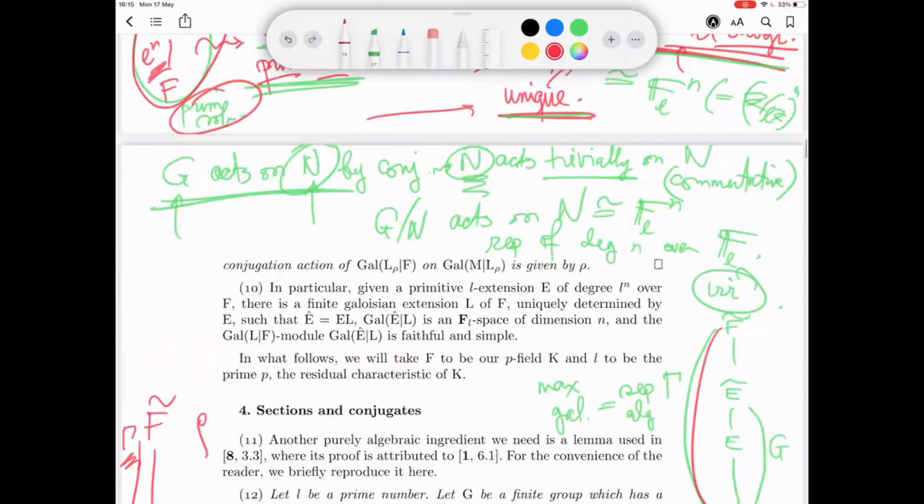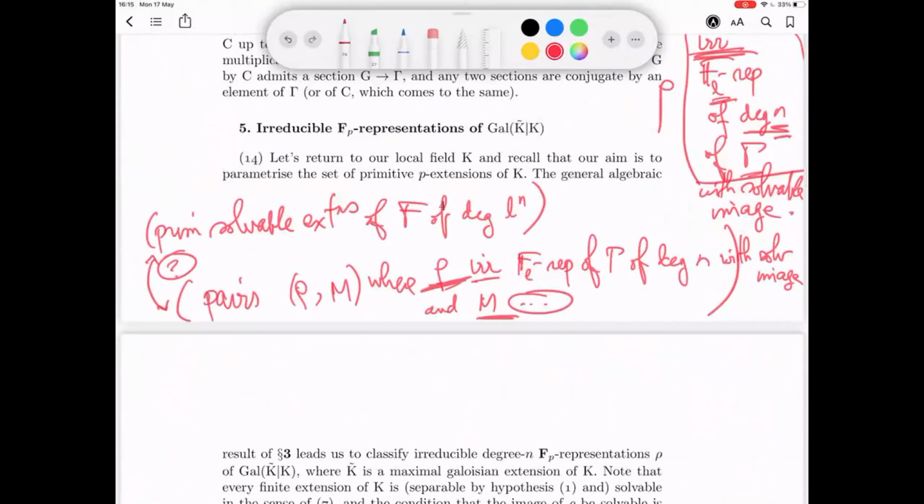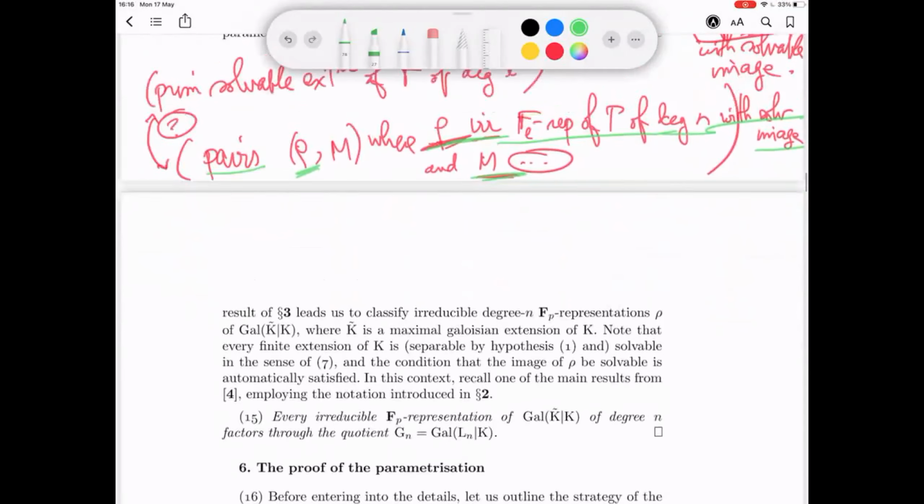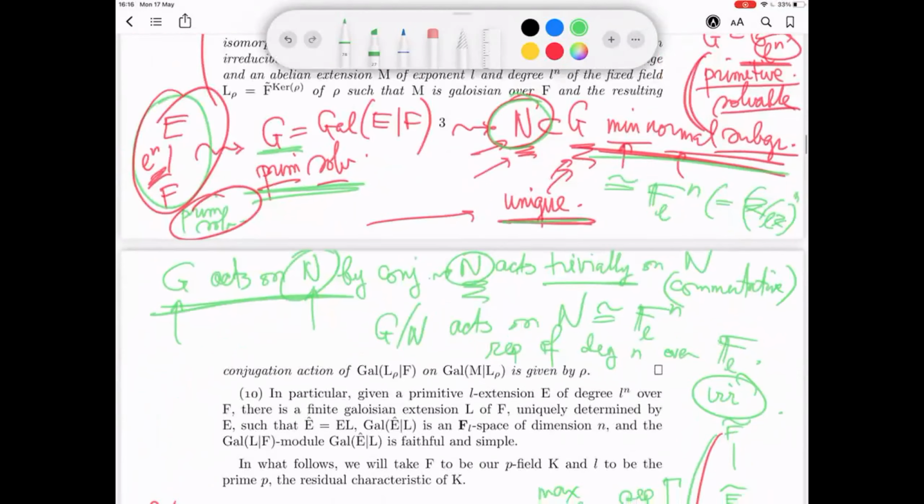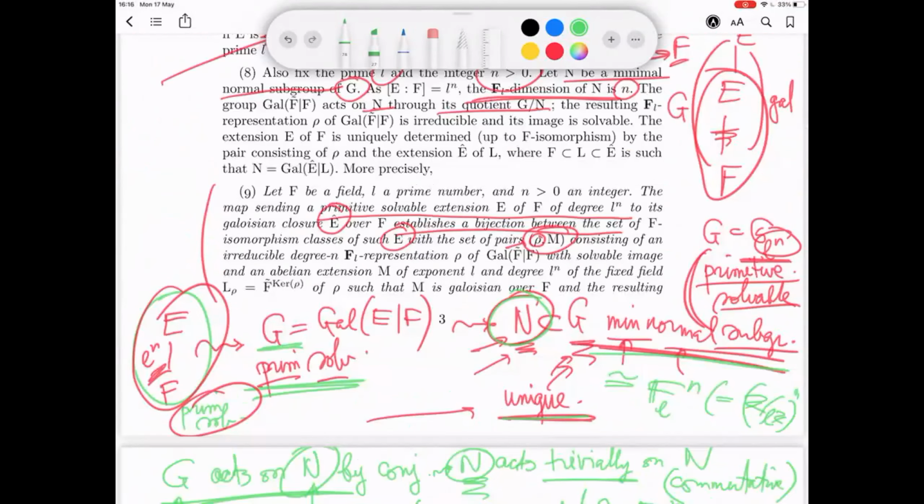So I have explained what the rho are. In the pairs, I'm looking at pairs where rho is an irreducible FL representation of gamma of degree n with soluble image. And what is M? Here it says what M is. M is an abelian extension of exponent L and degree L to the n of the fixed field of rho.